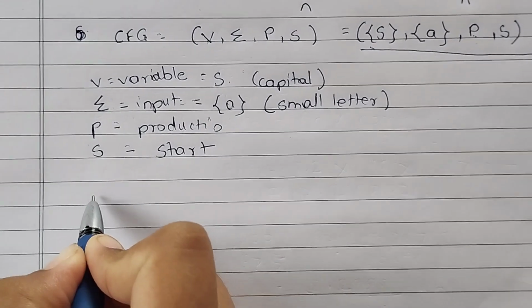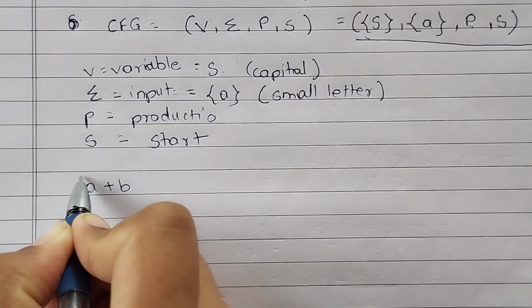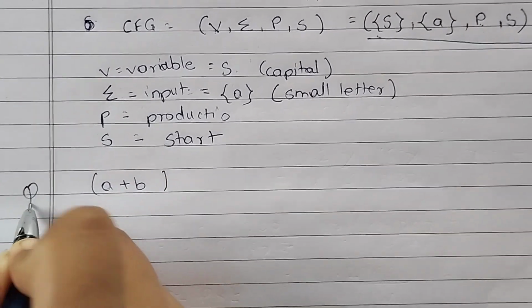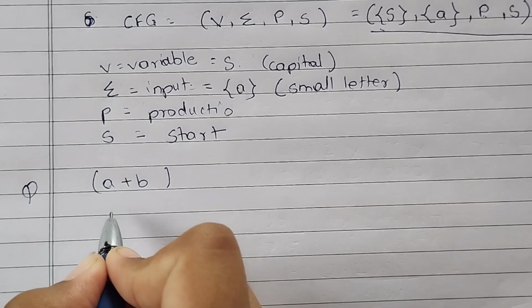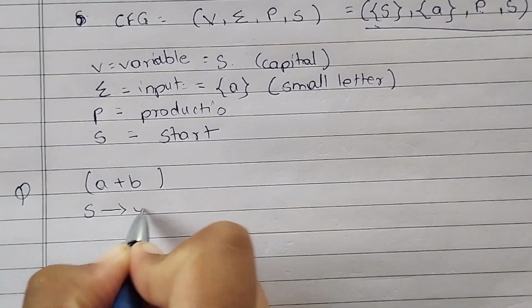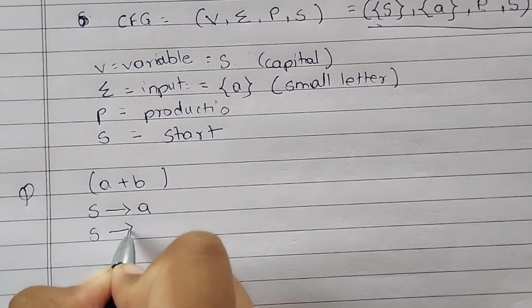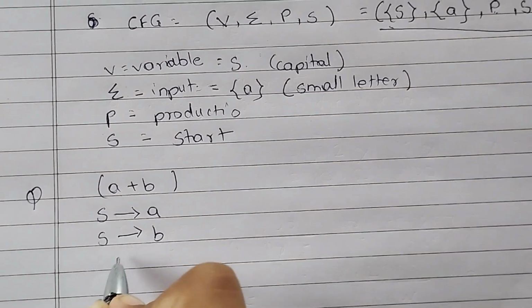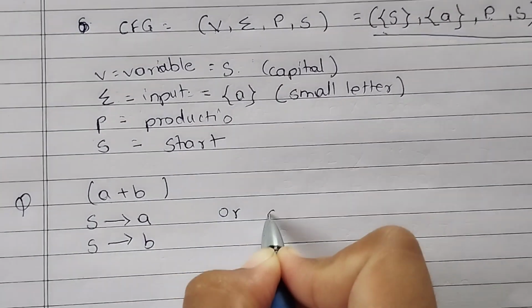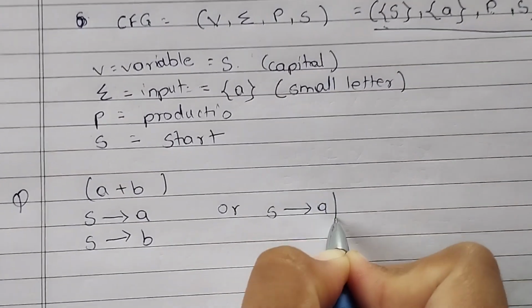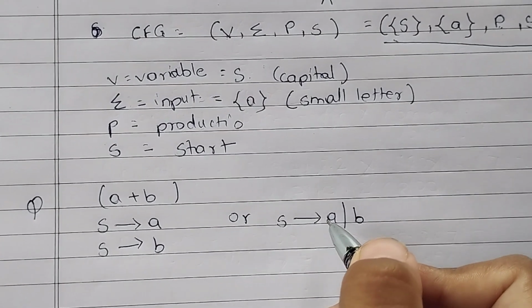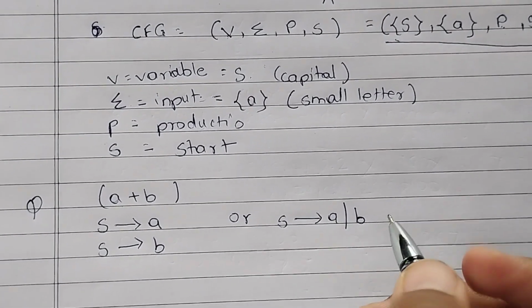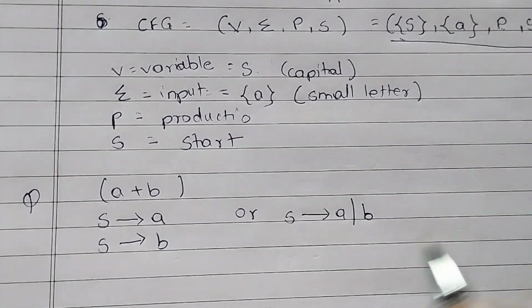Now simply we want A plus B. Only we want A plus B. Then the possibility is S reads A or S reads B, and in common we write S reads A or B. If we want to read A, then it reads A. If we want to read B, then B.